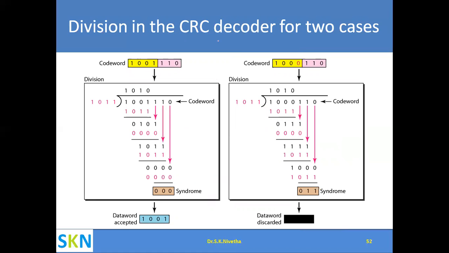Now, this is division in the CRC decoder. The receiver side will take the complete code word and use the same divisor to calculate the binary division. If all zeros result in the remainder, then the data word is accepted. In case some bits are changed in the received information, and the receiver uses the same divisor and derives a non-zero value as the remainder, the data word is discarded. Some error has happened.